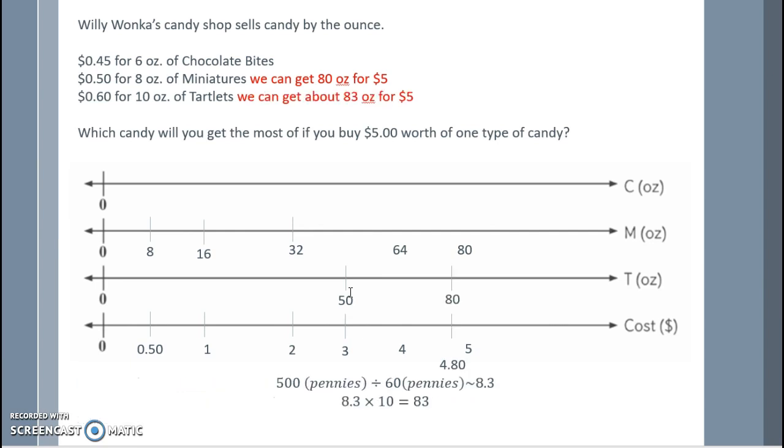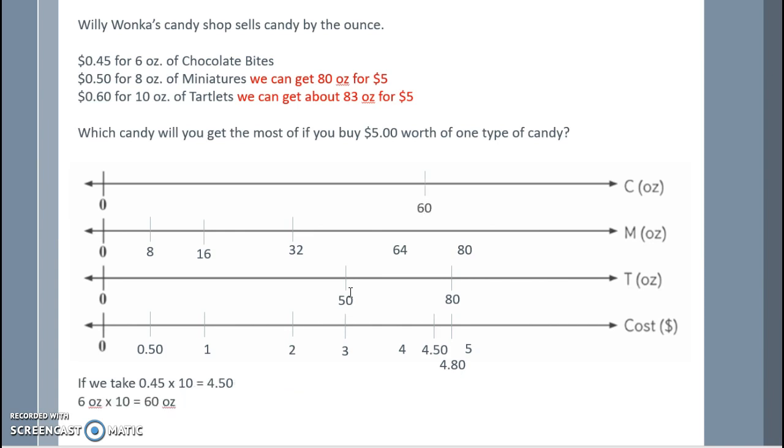So what we can do then is say, I have $5, the same as 500 pennies. If I divide that by 60 pennies, I get about 8.3. So I need to go a little bit further. 8.3 times 10 is 83. So 83 ounces for $5. So right now the tartlets are a slightly better deal.